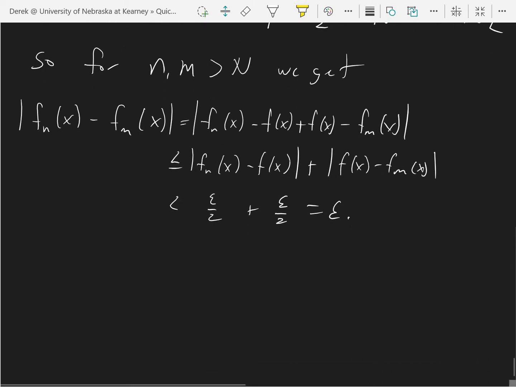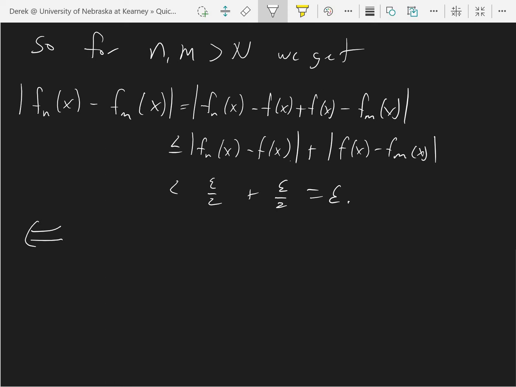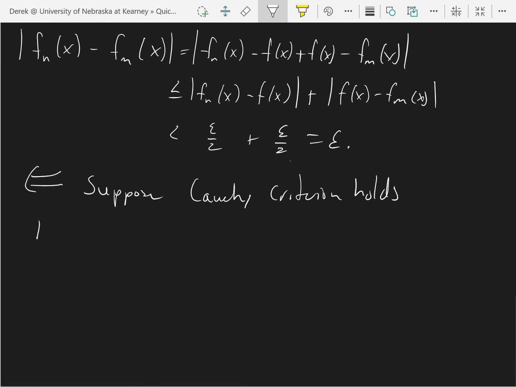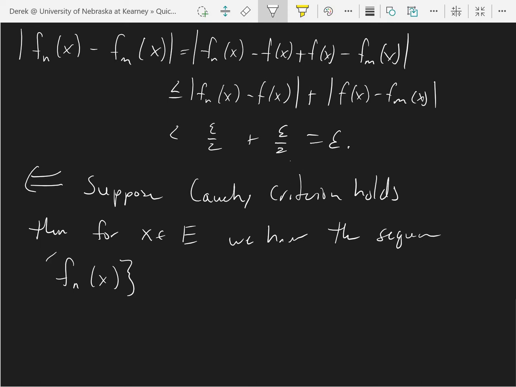The other direction is slightly more difficult. Not much though. So let's go this way. Suppose the Cauchy criterion holds. Then for x in E, we have the sequence f_n at x, which is a sequence of real numbers. So this is a special x, a fixed x, so maybe I'll call it x naught, x0. And this sequence is Cauchy. Cauchy criterion holds for this sequence, we call it Cauchy.